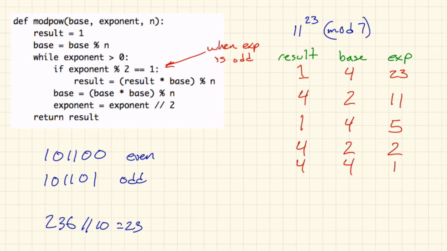And finally, we come back up here. Exponent is still greater than 0. It's odd, so we go result equals result times base mod n, in this case 7. So 4 times 4 is 16, mod 7 is 2. Then we square the base: 16 mod 7 is also 2. And exponent goes down to 0. At this point, we're done. So this 2 should be the answer. Let's see if we're right. So here I am again.